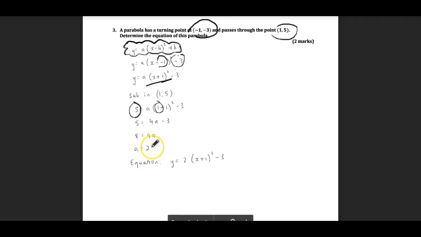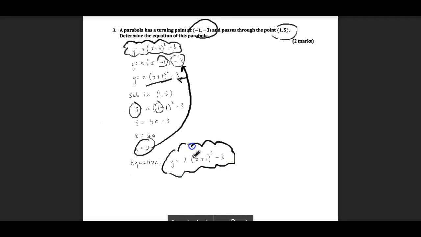So a equals 2. When I've got a equals 2, I now have enough information to substitute it back into this equation here, or sorry, this one here. And this is what I am left with, the equation. So it's something a little bit more advanced, but what you need to know for next year.